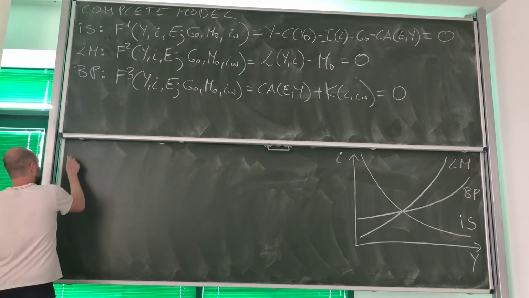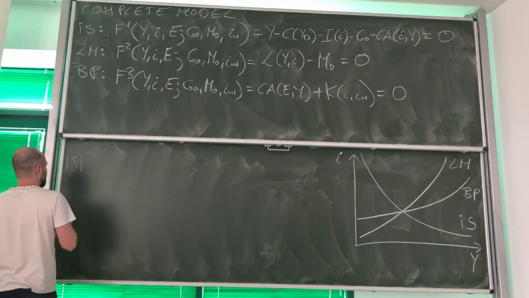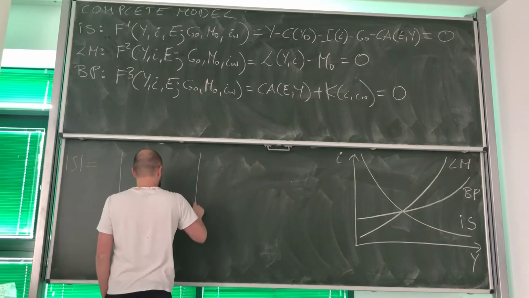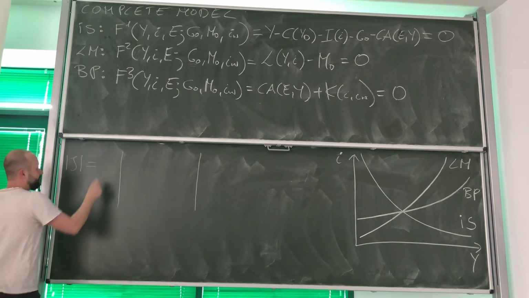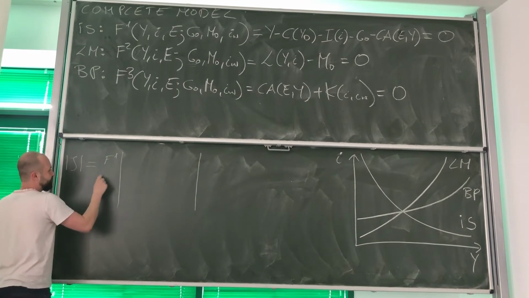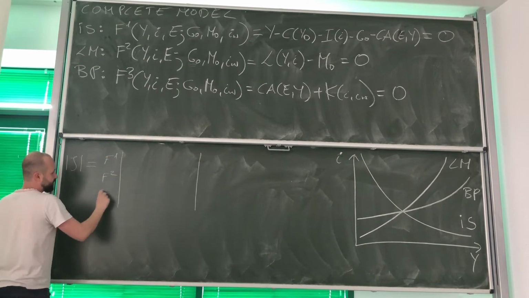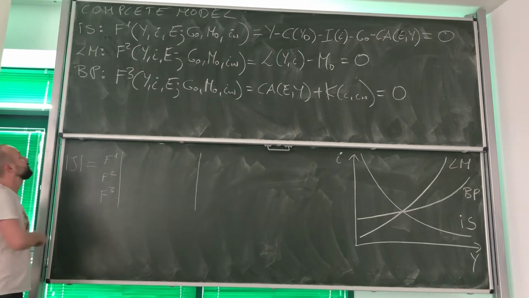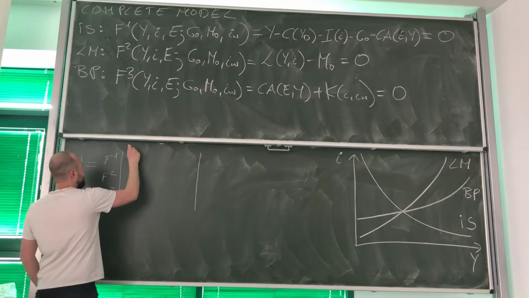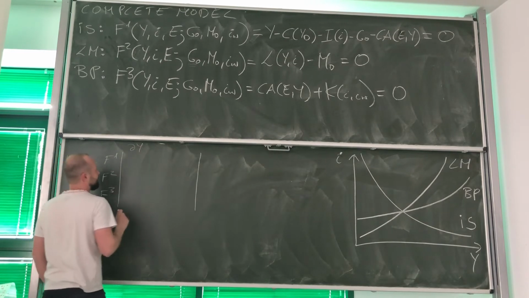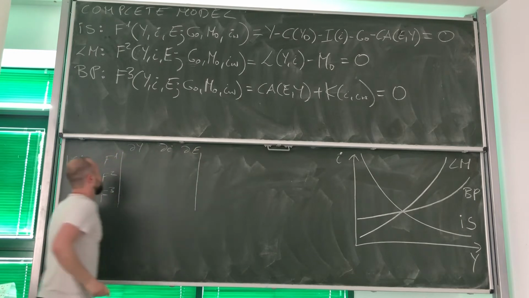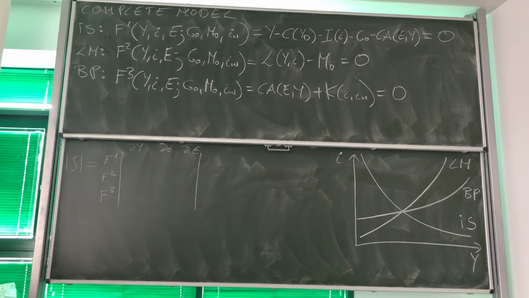So, again, we start by calculating the Jacobian, and how do we do it? Just like we did before. Remember, here we've got first function, second function, third function. We need to differentiate them with respect to endogenous variables. So first we differentiate with respect to Y, then with respect to I, and then with respect to E. So income, interest rate, and exchange rate.